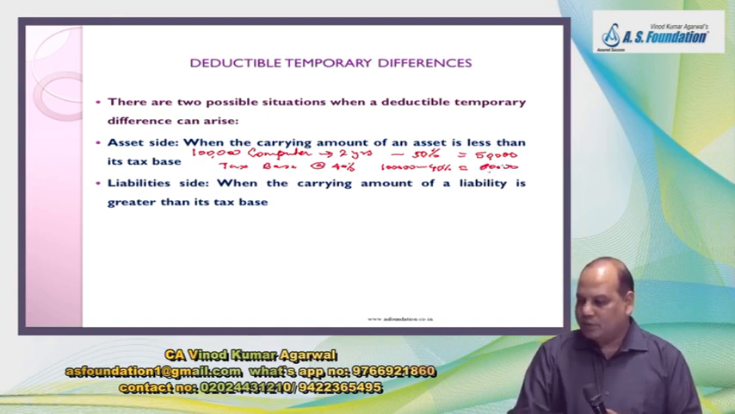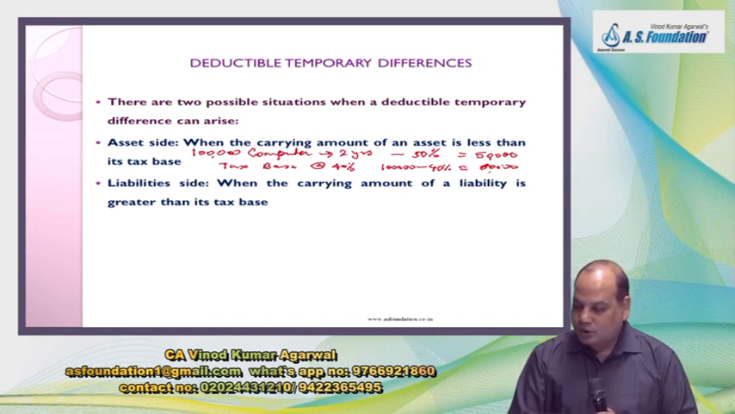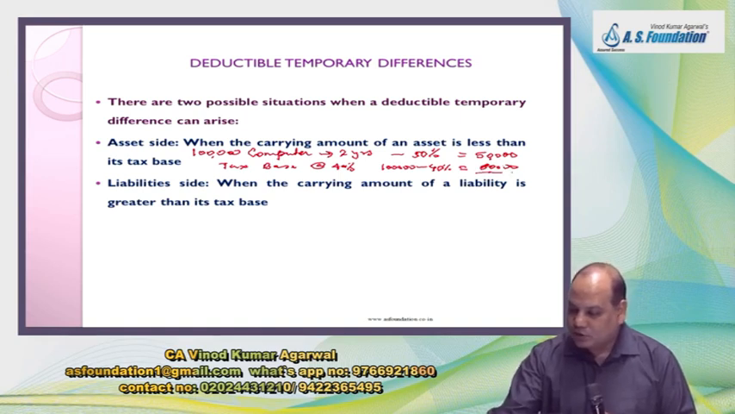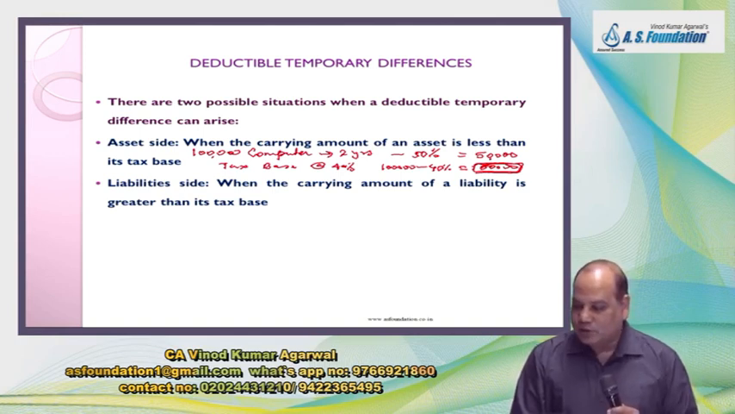So this is an example where the carrying amount of the asset is less than the tax base. So in future you will get 60,000 deduction under tax law, but you will only recover 50,000 rupees in the books of account. So more deduction in future will be allowed when you recover the carrying amount of the asset. So this will give rise to DTD.